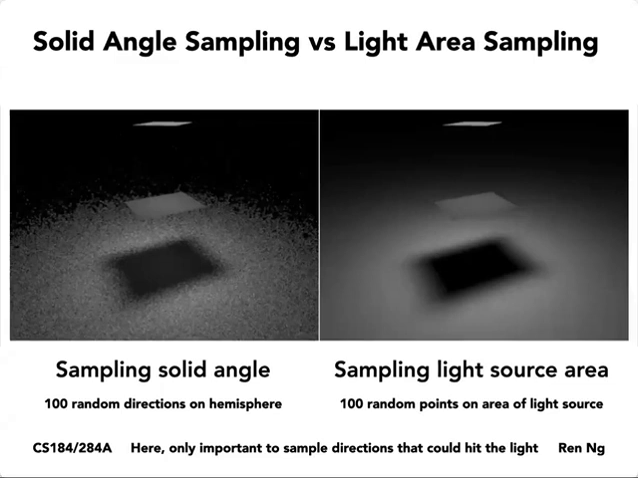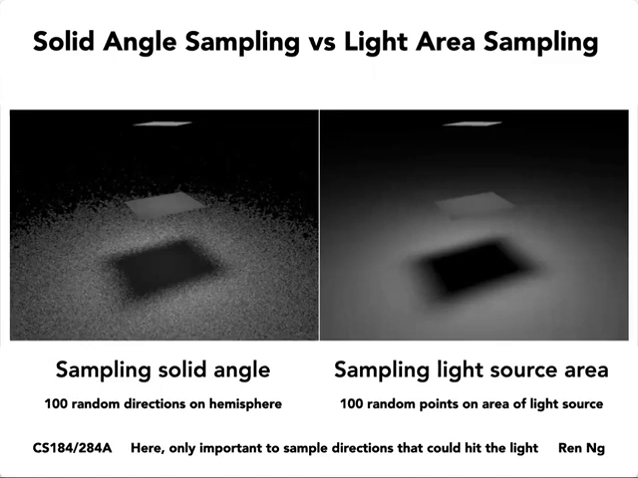And you can apply names to these 2 types of sampling schemes. You can think of these as 2 probability density functions, random sampling functions of directions over the hemisphere of directions at each point. This one over here, on the left, we can call it sampling solid angle. Solid angle just means all directions uniformly is the name we can give it. So 100 random directions on the hemisphere.